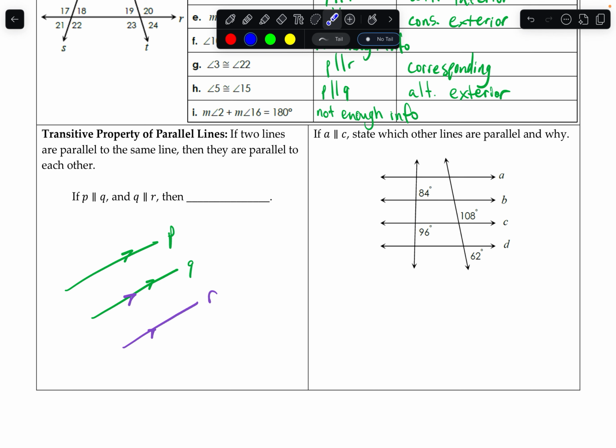It only goes to reason that if the green lines are going in the same direction and these little purple sections are going in the same direction, then that means R and P are also going in the same direction. So we could determine that P is also parallel to R. So if P is parallel to Q, Q is parallel to R, then P is also parallel to R. So we're going to use that information to figure out some things about all these lines over here.